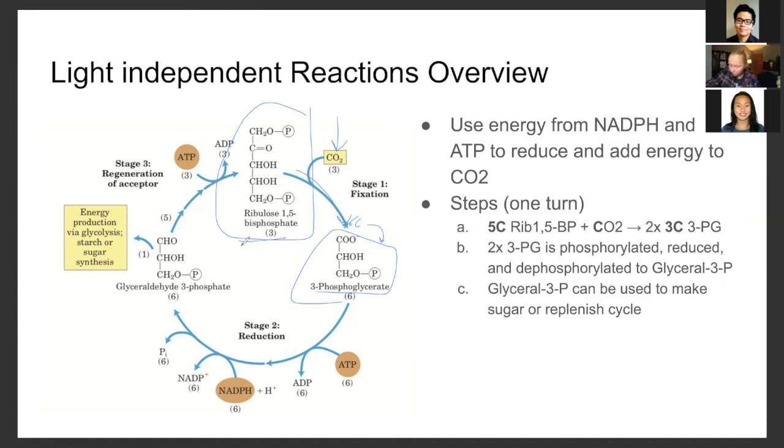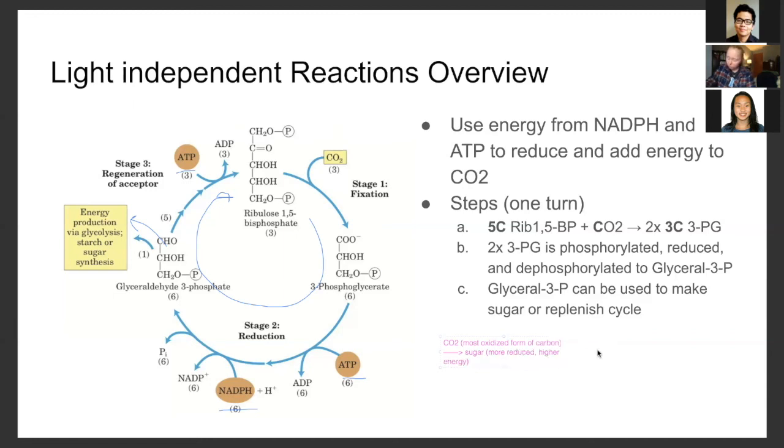You have one molecule that cycles, and you have your input, and they combine together. Without going too specific, because I'm just giving you a general description, once these two combine, the way we generate a sugar, and also recycle, is using the ATP and NADPH. So the way you should think about this is, we take CO2, the most oxidized form of carbon, and turn it into a sugar, which is much more reduced and higher energy. So this process needs electrons and it needs energy.